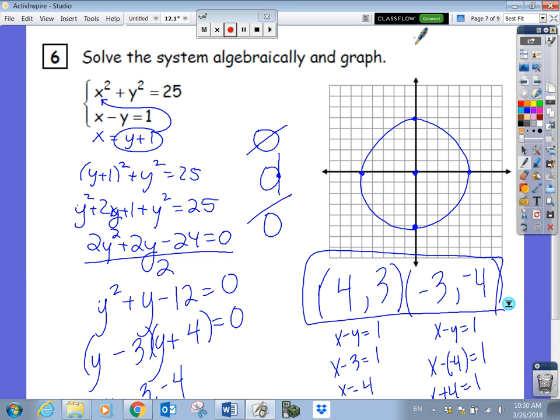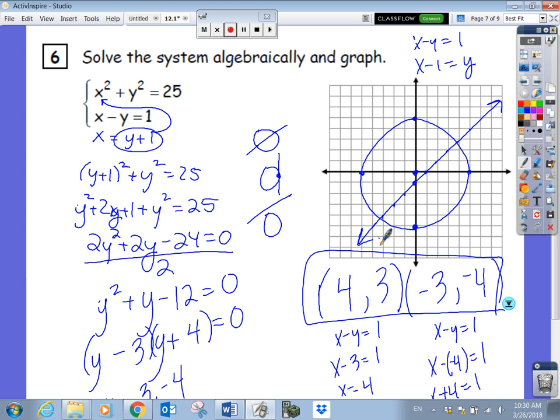And then if we want to graph a line, x minus y equals 1, I just need to put it in y equals form. So bring the y over, x minus 1 equals y. Now I can graph a line very easily. The y-intercept is negative 1. The slope is 1, so up 1 over 1, down 1 over 1, and there's your line. Now my circle isn't perfect, so obviously it's not going to look exactly right.